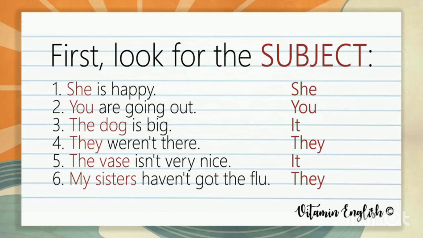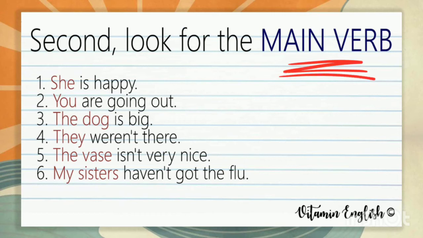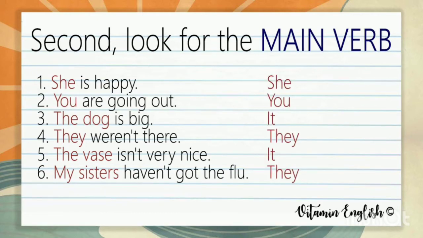Now that you have found the subjects, let's move on to step number 2, finding the primary or modal auxiliary verb in the statement. That's a lot to say, so let's just call it the main verb. This verb is easy to find as it is the verb that usually comes right after the subject. So looking at our main sentences, I've left the subjects in so you don't forget them. Let's go to number 1. She is happy. The verb is.